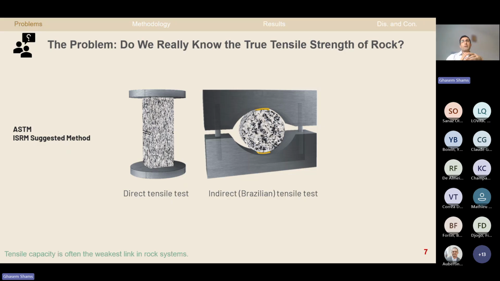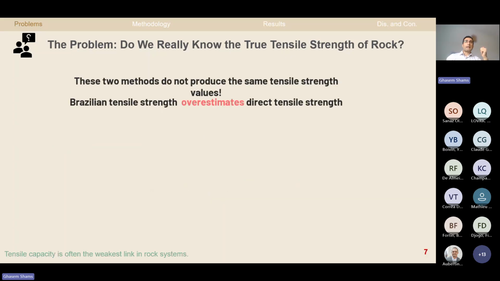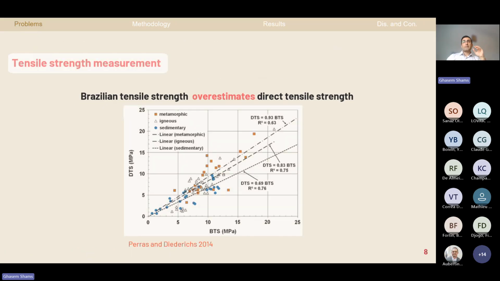So that's why we mostly depend on the Brazilian tensile test to determine the tensile strength of material, because it's simpler and easier to run this test. But the issue is that these two methods don't produce the same tensile strength values for different materials. According to many studies that we have seen, Brazilian tensile strength overestimates direct tensile strength.